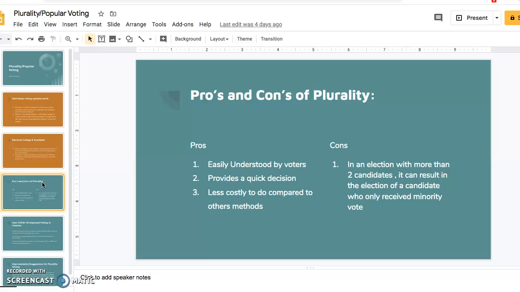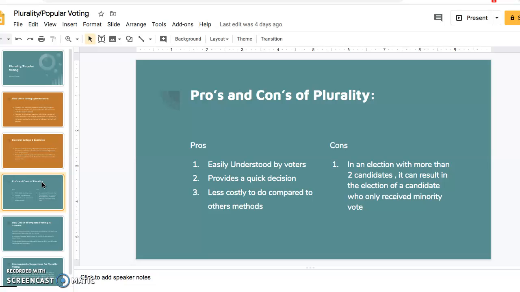The pros and cons of plurality voting. It's easily understood by voters is one pro. The second one would be it provides a quick decision. And three, it's less costly to do compared to other methods. So other voting systems probably cost more money than plurality. So that's another reason they just stick to plurality.